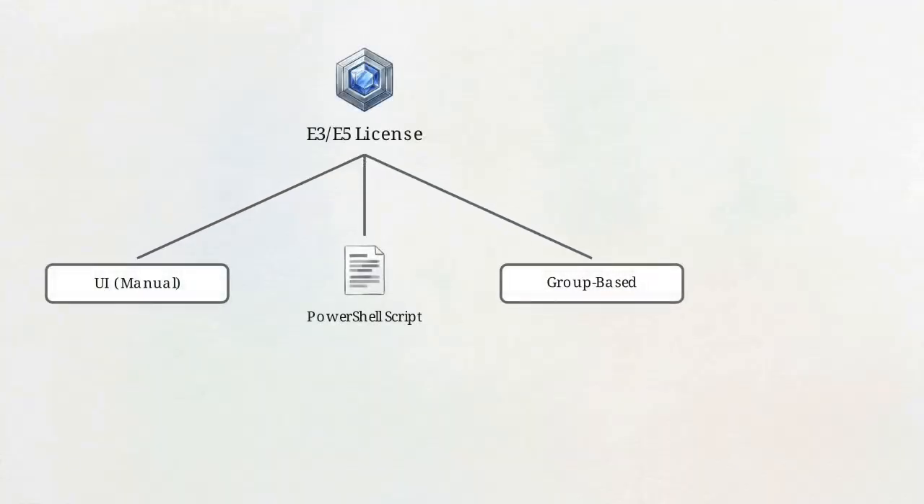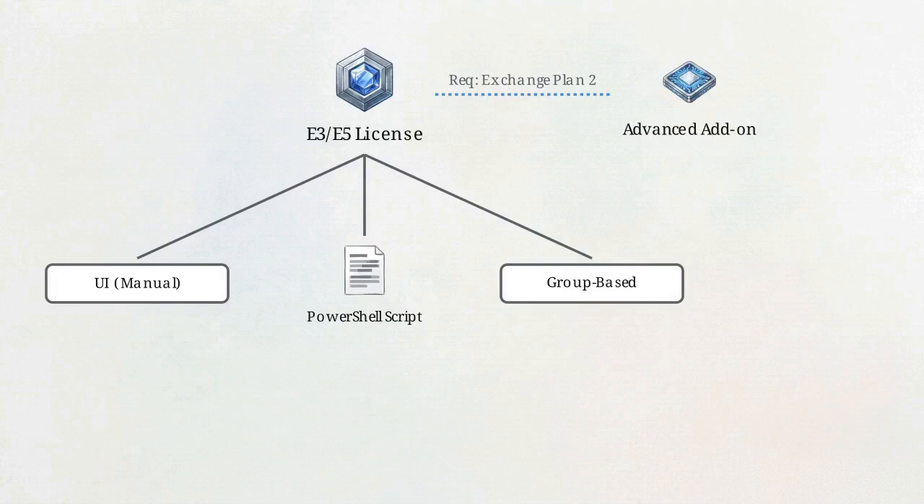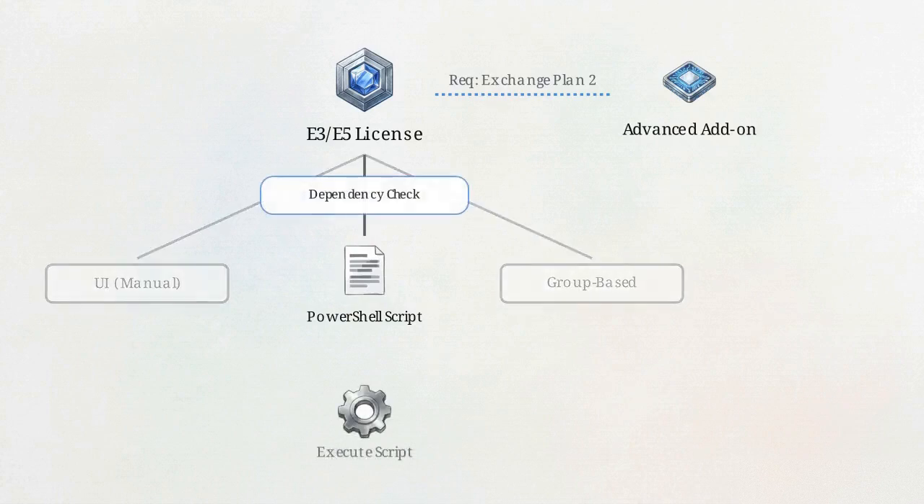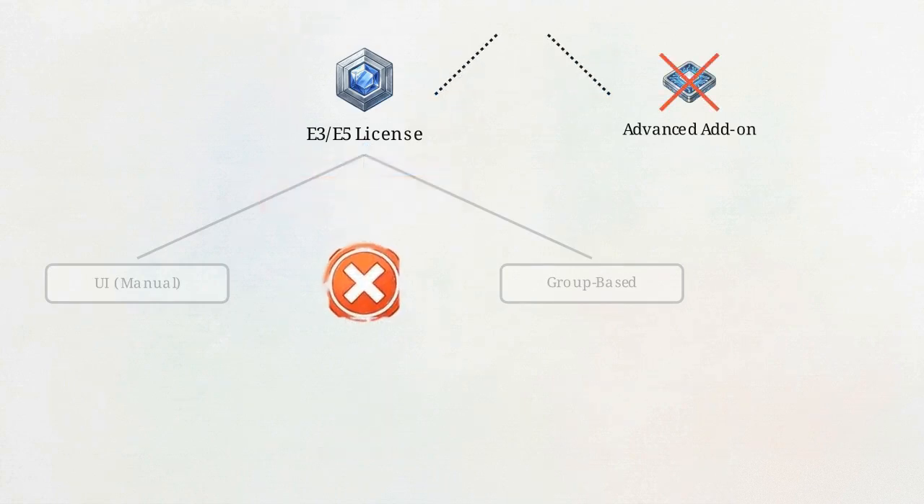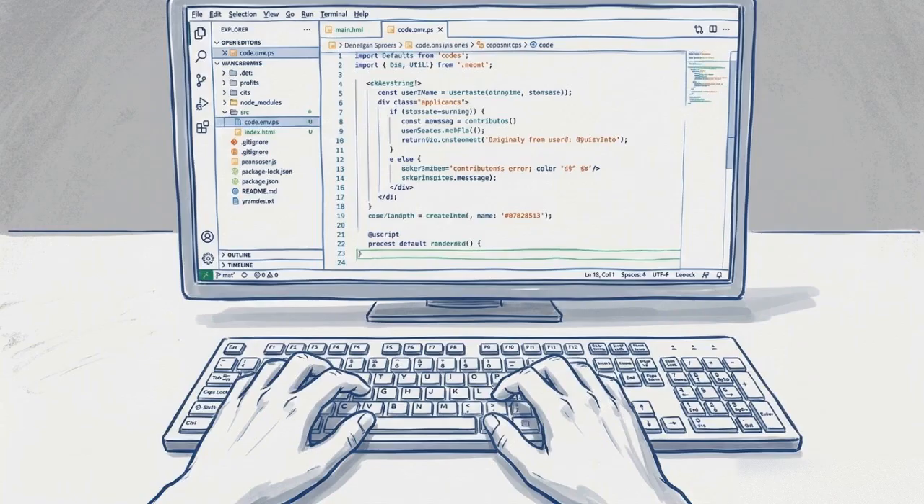This decision tree shows how interconnected these tiers are. For example, an advanced add-on often requires an underlying E3 exchange plan too. Executing a removal script without a dependency check breaks access, turning a financial audit into an operational failure. Precise technical execution is mandatory to ensure that cost recovery never disrupts essential employee tools.